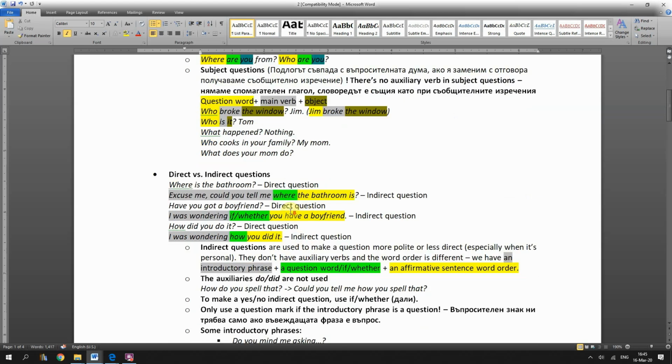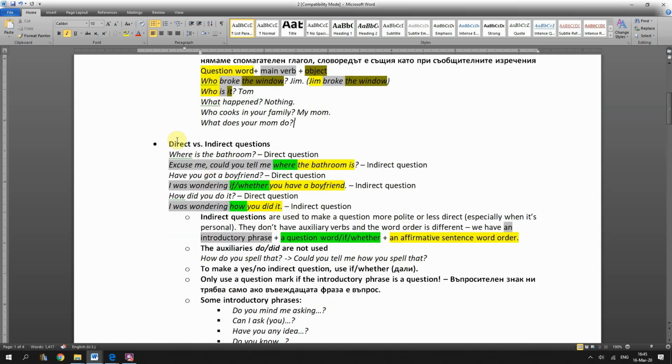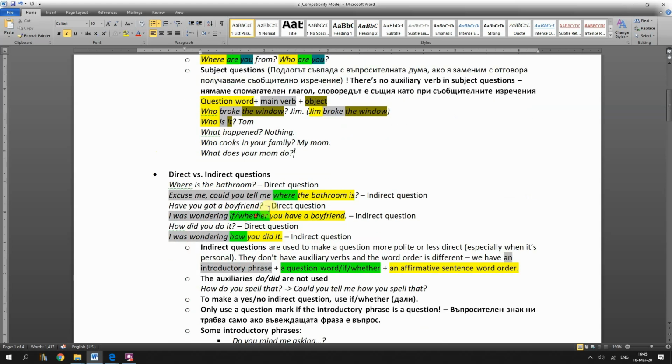Now, the new thing here that we need to see are direct and indirect questions. These are actually not so difficult. So let's see the difference. If I ask, where is the bathroom? How old are you? Are you married? These are direct questions. We ask them the way they are. We don't try to be polite. We don't try to put extra phrases.